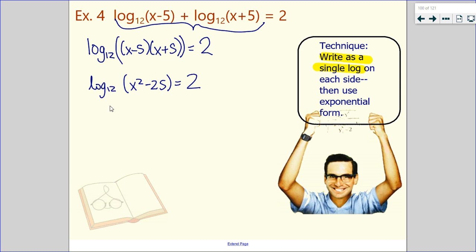Now you'll notice now that we've simplified the left side, this is just a single log. So if you have a single log, you have to use exponential form. If you have logs on both sides, then you're going to probably just be able to look at if the logs are equal, then the insides are equal. Here we don't have log on both sides, so we have to go to exponential form. So we say the base, which is 12, to the second equals the input of that log, x squared minus 25. And then I can calculate the 144 for 12 squared.